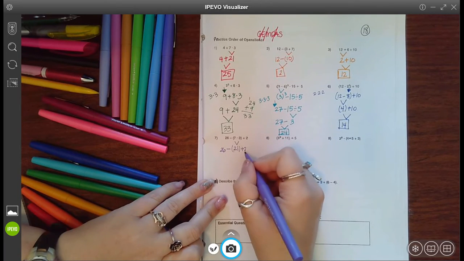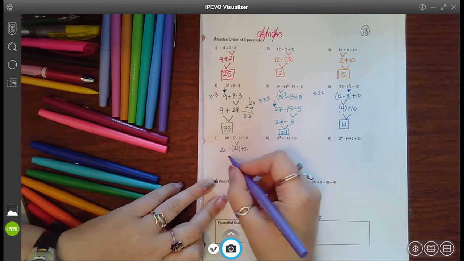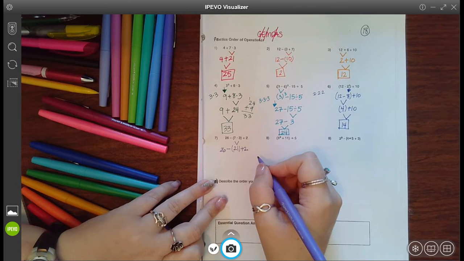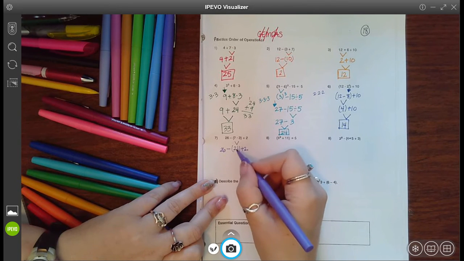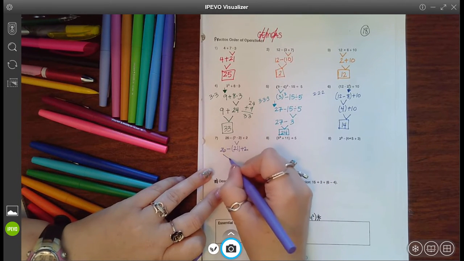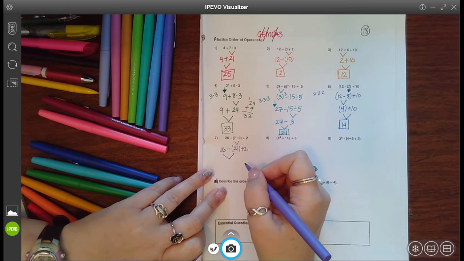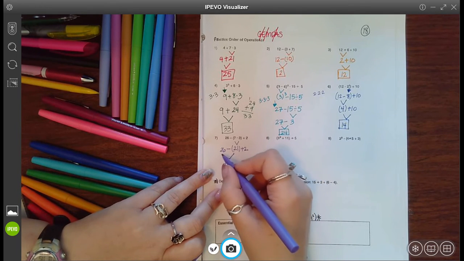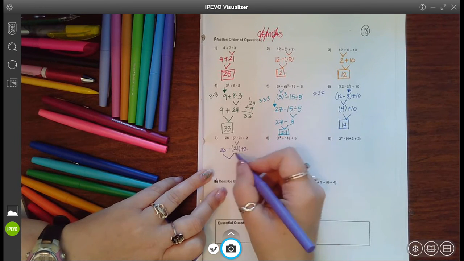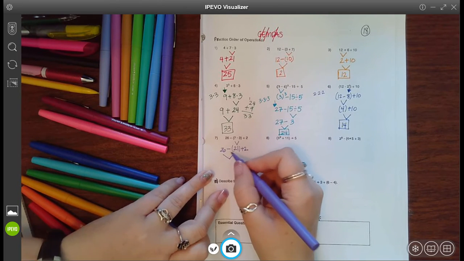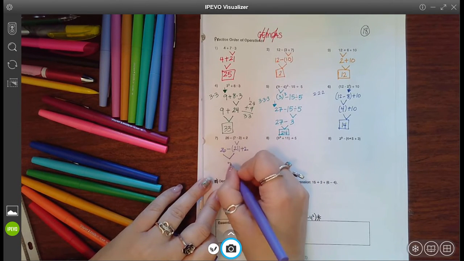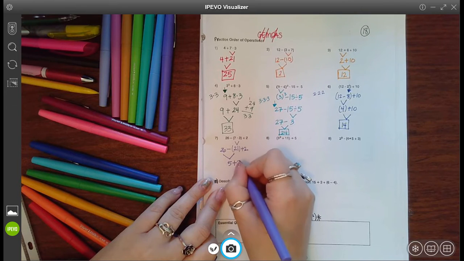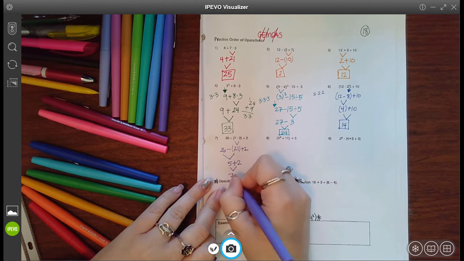Okay, all I have left is adding or subtracting. So what do you think you should do first? Hopefully you didn't say this one. Hopefully you said this, because remember, when deciding between adding and subtracting, you go from left to right. Okay, and this one came first. So 26 minus 21 is 5. Bring down that plus 2, and 5 plus 2 is 7.